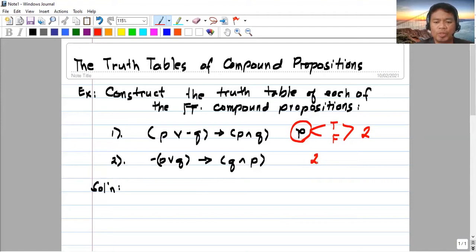So we have two, and there is only one proposition or one variable. And 2 raised to 1 is equal to 2. That is the mathematical way of finding the possible number of rows when we want to construct a truth table of compound propositions, especially when there is more than one proposition involved in that given compound proposition. So if there is only one proposition, then we have only two rows, the true and the false only. Take note, one proposition can only be answered by true or false.